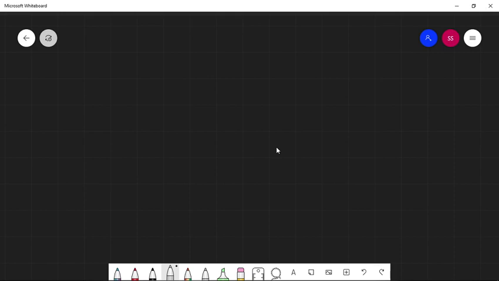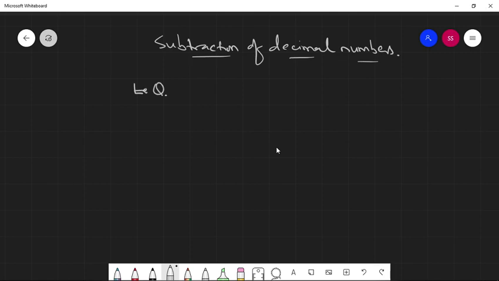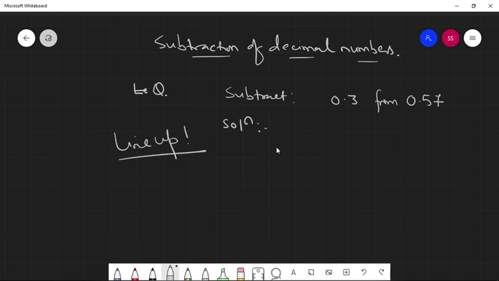Now, dear students, we have to discuss the subtraction of decimal numbers. In this subtraction part also we have to line up the numbers according to their place. So let me take an example. Suppose we have to subtract 0.3 from 0.57. Suppose we have been given this question. Now the solution is, first remember about lineup. As in a school, you have to remember about lineup in the same line. In school, we make the line according to the class, but in the subtraction of decimals, we have to line up according to their place.